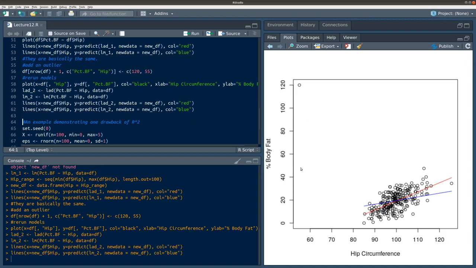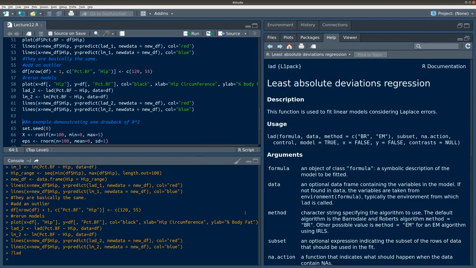This is just an example showing what I mentioned in the slide, which is that the least absolute deviation estimator is more robust. Just as a quick note, I mentioned that the least absolute deviation estimator can be found using linear regression. Excuse me, I said linear regression. It can be found using linear programming. L1pack actually does not do that. It uses another method, but if you felt so inclined, you could definitely code that up as a linear program.